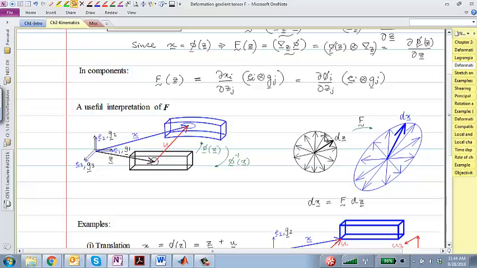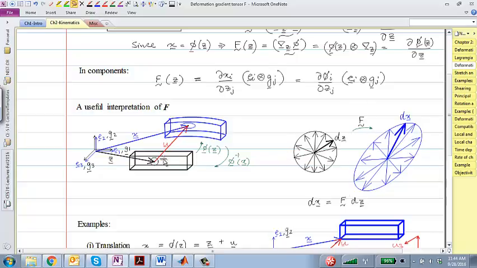And if you draw all of those corresponding arrows, this is the small black sphere blown up here. This is the blue ellipsoid shown up here. Pick any one of those. This F tensor acts on that and gives you the new tangent vector. So this is a very useful understanding of what F does.